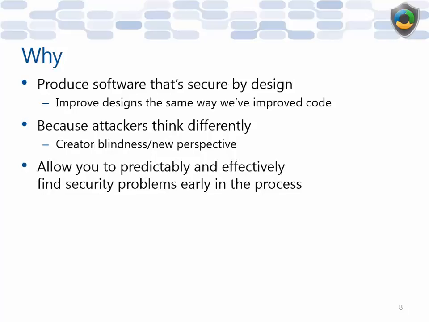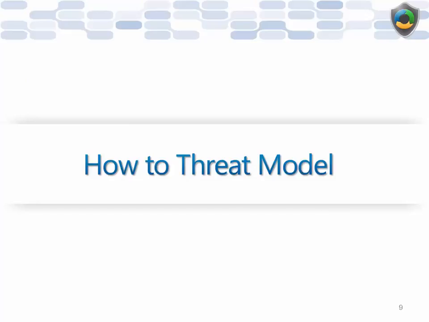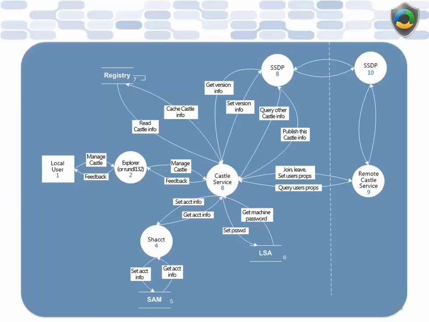The problem with that is quite often attackers are all over the board. They might try one thing one day, and if they have little to no success, they might try something totally different the next day. Ideally, as it says here, what this is going to allow you to do is to predictably and effectively find problems, again, as early as possible in the process. So how do you threat model? This is an example here of a higher level data flow diagram.